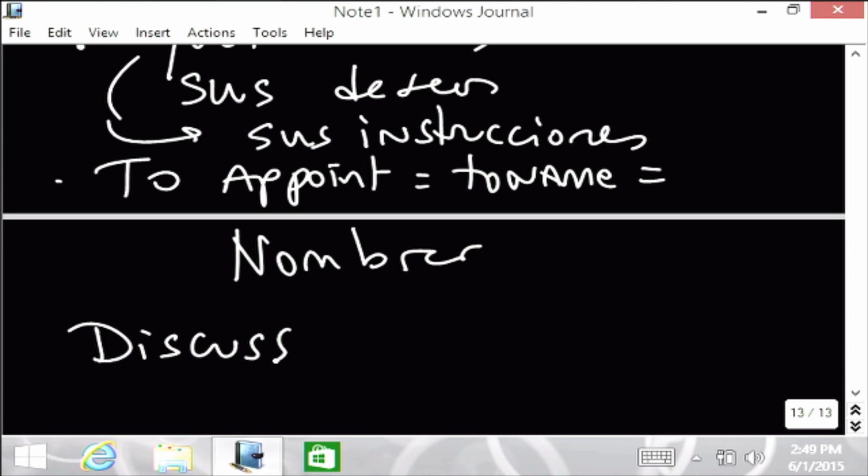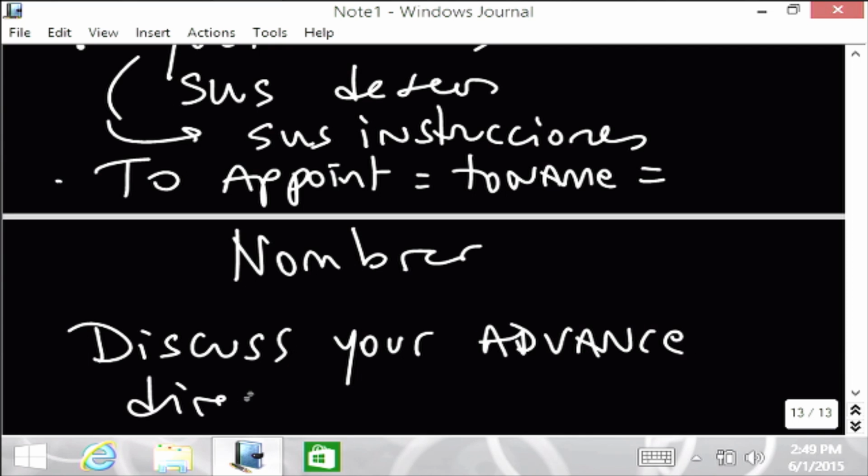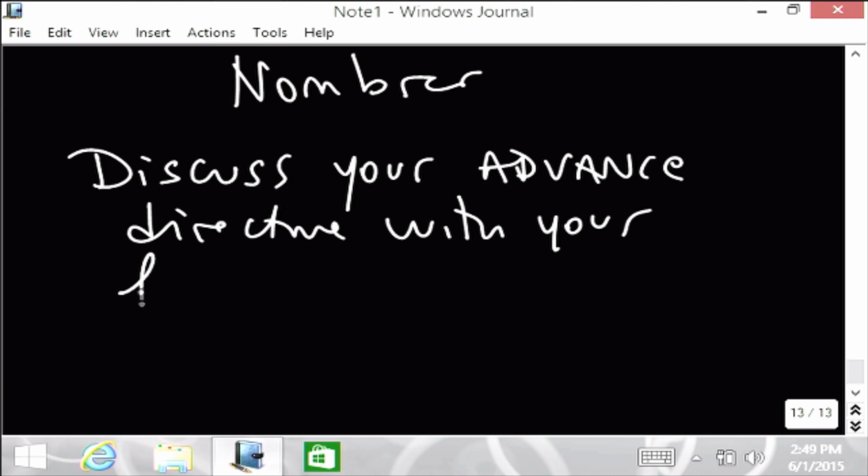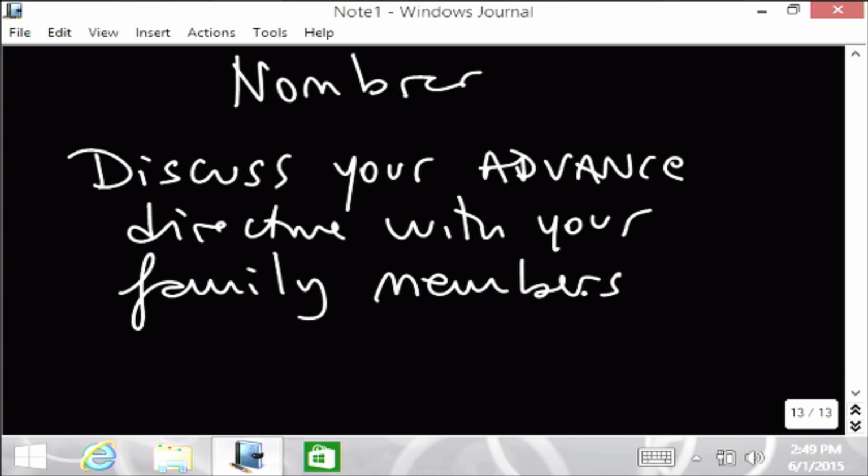Discuss your advanced directives with your family members. The first thing that I want to discuss here is family members, miembros de su familia. You could say that, but usually what you will say is sus familiares, okay? So to be in a much more localized, better transfer into Spanish, we will use these familiares.